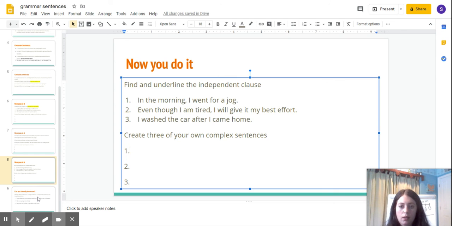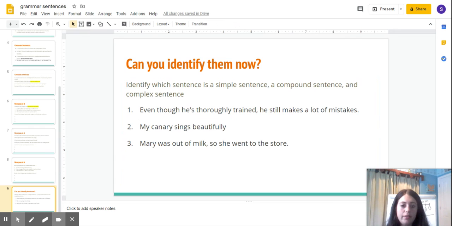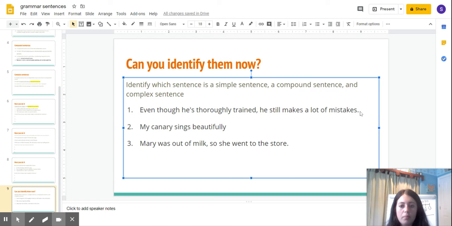Awesome. And then now, I think you guys should be able to get these a little bit easier. If you couldn't get them the first time, maybe this time around, you guys are, once again, going to write if it's a simple, compound, or complex sentence. So number 1, even though he's thoroughly trained, he still makes a lot of mistakes. Number 2, my canary sings beautifully. And number 3, Mary was out of milk, so she went to the store. So right next to it or underneath it, label which one is which.